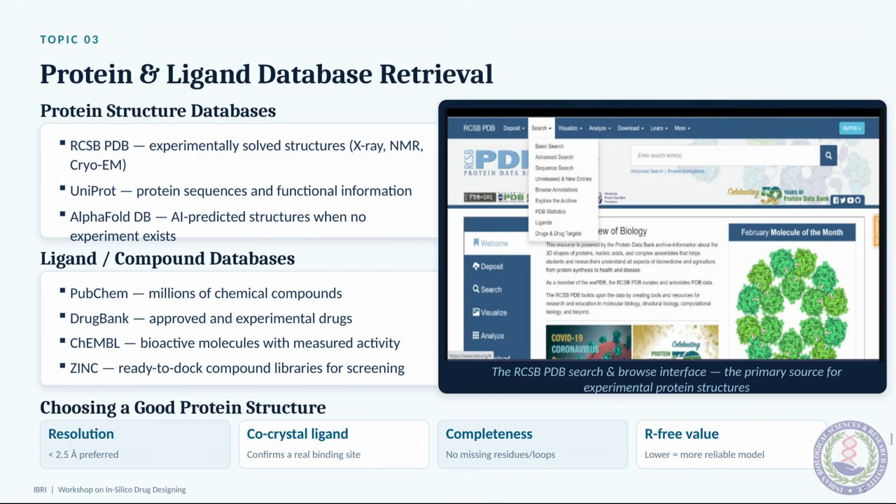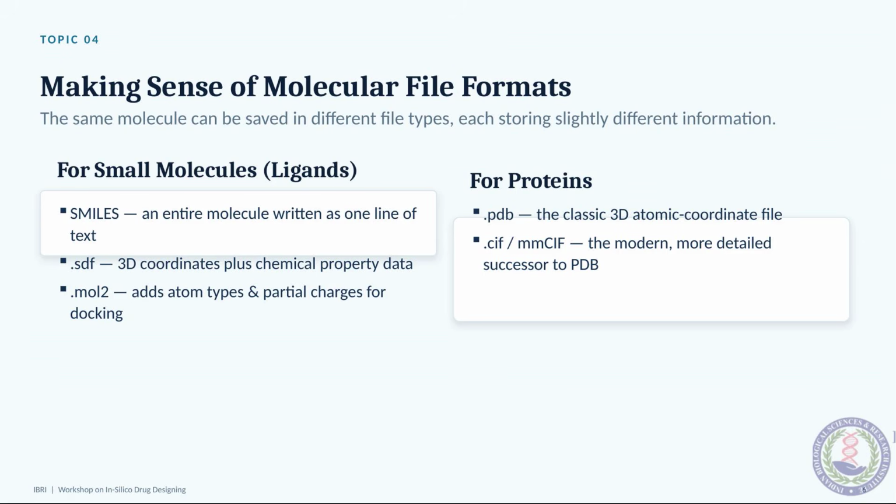For ligands and compounds, we use PubChem, DrugBank, ChEMBL, and ZINC for ready-to-dock compound libraries. When choosing a good protein structure, look for a resolution better than 2.5 angstroms, the presence of a co-crystal ligand confirming a real binding site, structural completeness with no missing residues or loops, and a low R-free value, which indicates a more reliable model.